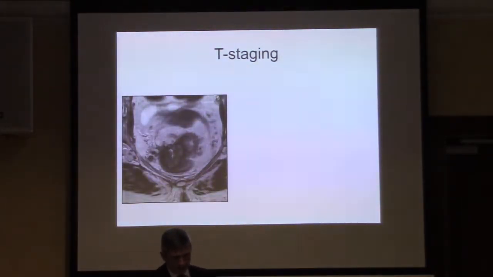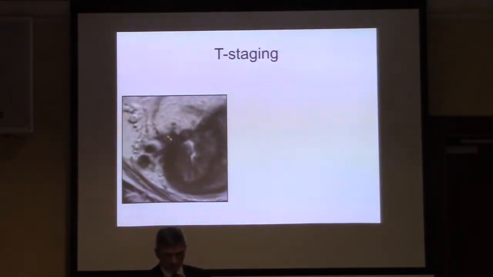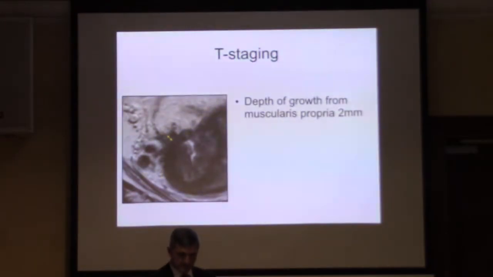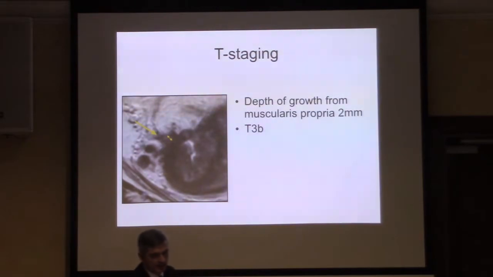This one here shows you this patient's got a depth invasion of about 2 millimetres, so you think that's quite good. And so that's T3B. But the problem here is that this one has grown out and involved the mesorectal fascia. Now, the mesorectal fascia is a vital structure to identify, but it's not an organ, all right?